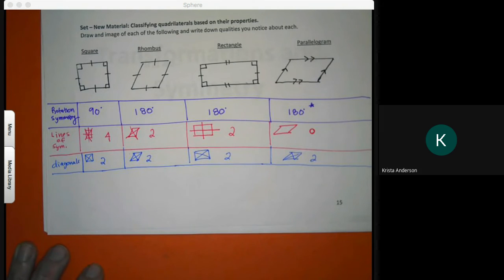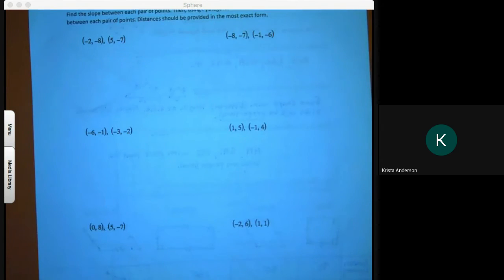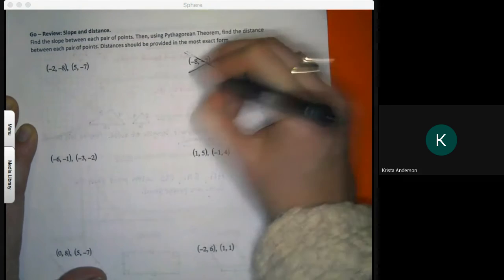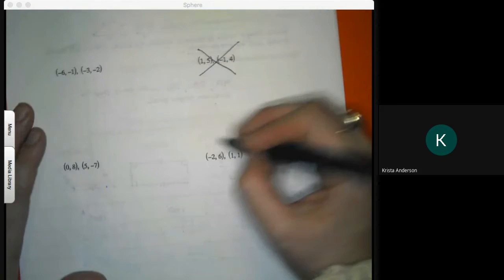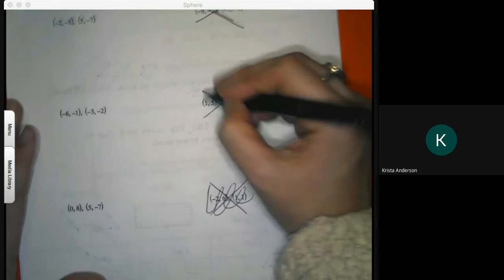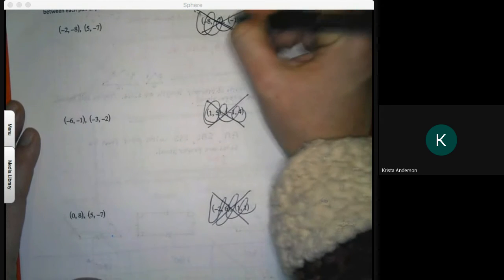Do you have any questions? All right, turn the page. We are going to only do the left three. So cross off the right. You can scribble them out if you want. You're only going to do three of these.